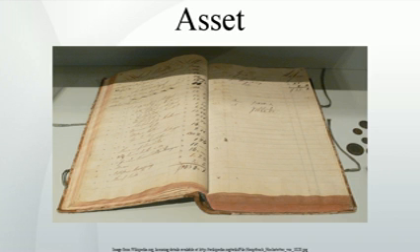Formal definition. An asset is a resource controlled by the entity as a result of past events and from which future economic benefits are expected to flow to the entity. Framework Par 49A.